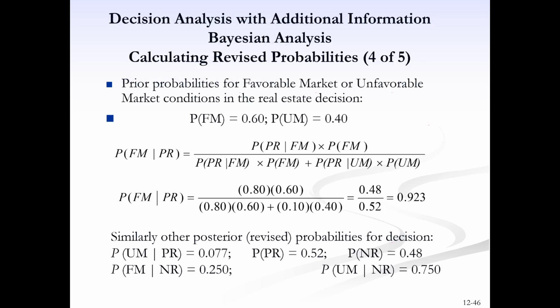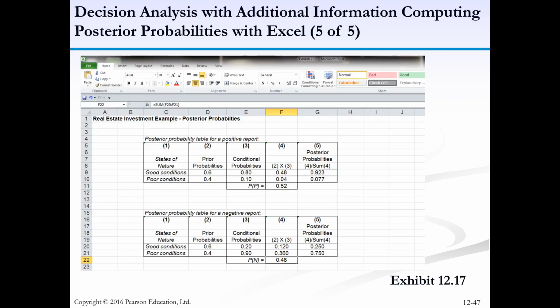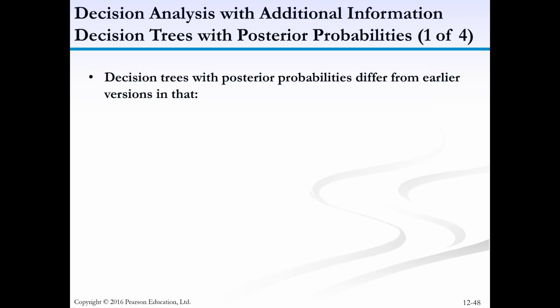The probability of getting favorable market, the initial probabilities, the prior probabilities, are this one. And then we have the probability of getting favorable market given that positive report has come, which is now 0.923, and the rest of the probabilities are worked out. And finally, we can also use Excel to calculate these posterior probabilities.